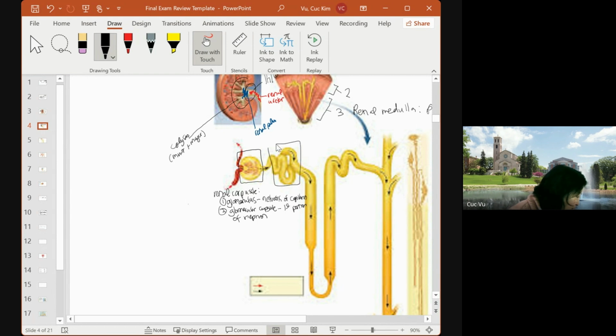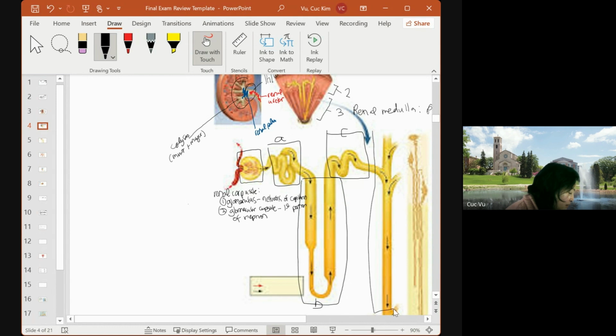So that's going to be the first part of the renal tubule, which is the proximal convoluted tubule. Then it goes down this portion right here, which is the nephron loop. We'll just label that as B. Then this portion right here, which will be C, is the distal convoluted tubule. And then this whole thing right here will be the collecting duct.